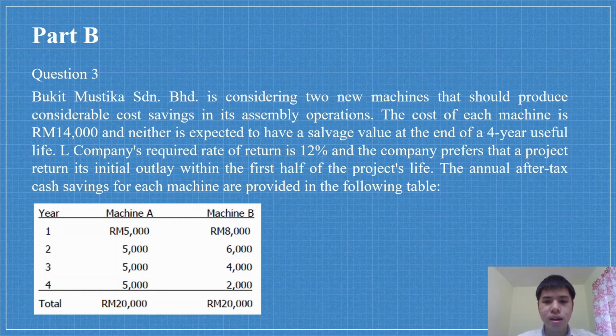For question 3, the company is considering 2 new machines that should produce considerable cost savings in the assembly operations. The cost of each machine is 40,000 ringgit, and neither is expected to have a salvage value at the end of a 4 year useful life. The required rate of return is 12%, and the company prefers the project to return its initial outlay within the first half of the project's life.